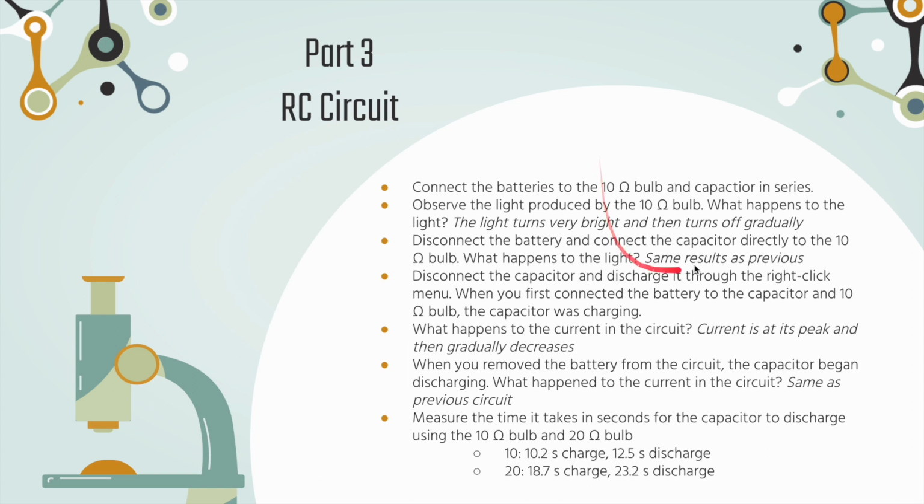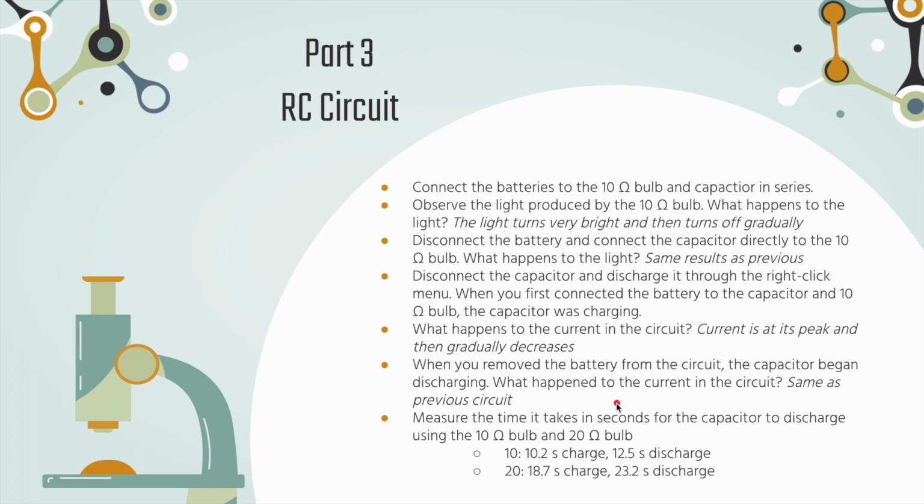Then we disconnect the capacitor and discharge it through the right click menu. When we first connect the battery to the capacitor, it's charging. What happens to the current? The current is at its peak and then gradually decreases, essentially similar behavior to the light bulb. Then when we remove the battery and the capacitor begins discharging, what happens to the current? It's basically the same as the previous circuit.